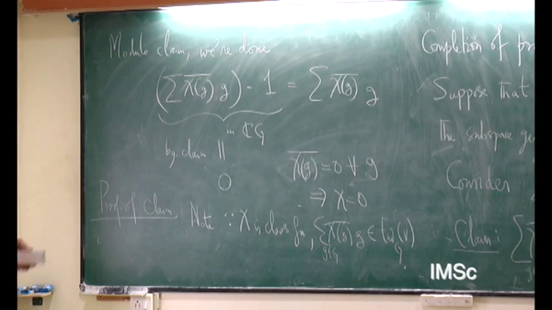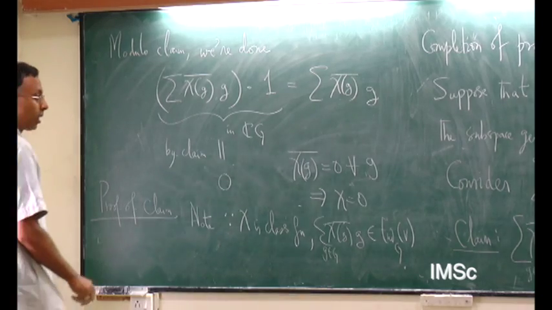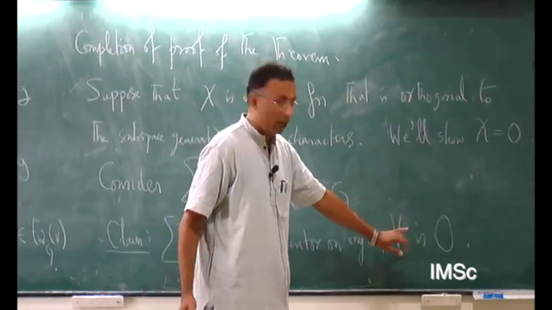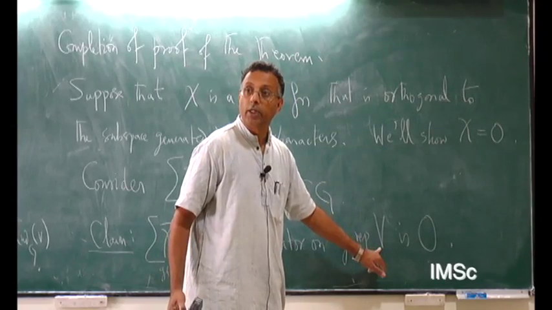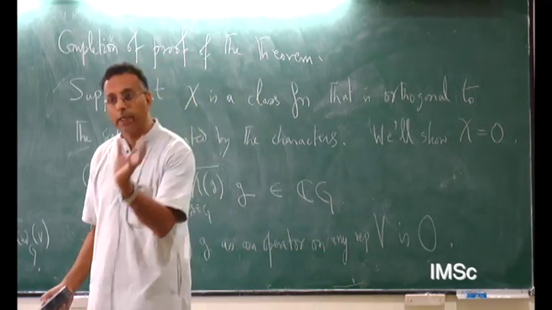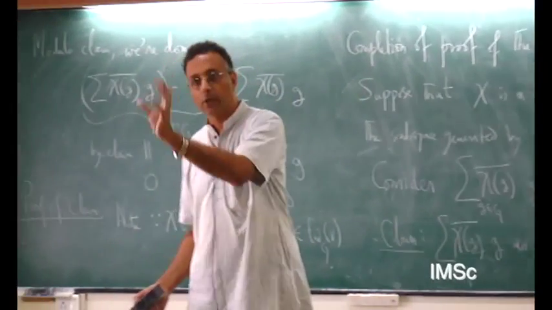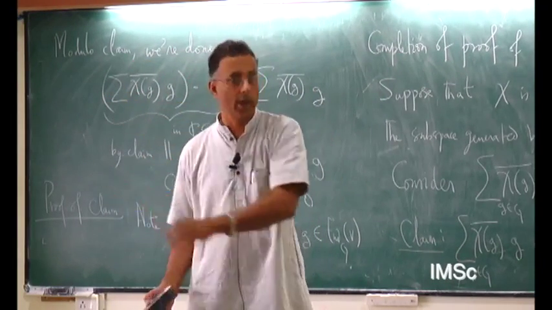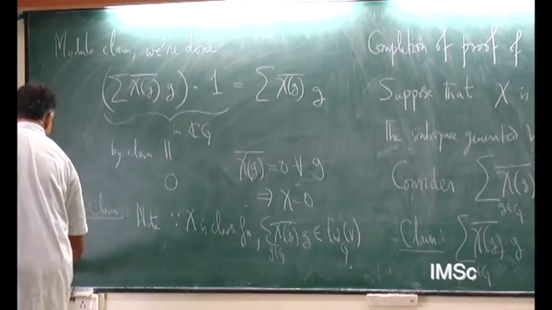That element commutes with all elements of G. Now, to show that it is 0, I may assume that V is irreducible. Because to show that a linear transformation is 0, I can show it's 0 on every irreducible piece, and you're done.